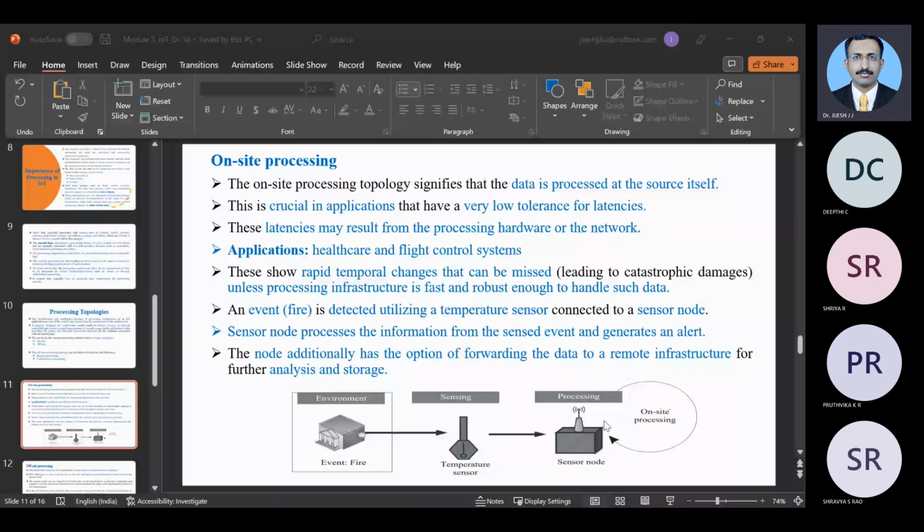Off-site, and what are the two classifications of off-site? Remote processing and collaborative processing. We'll be studying those things in the next class. So we'll have off-site processing, remote processing, as well as collaborative processing.